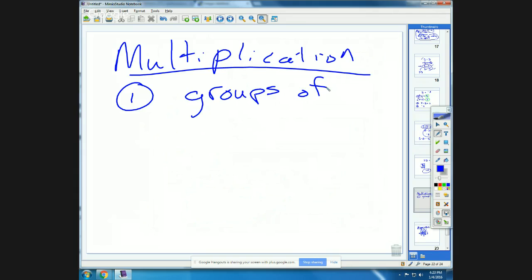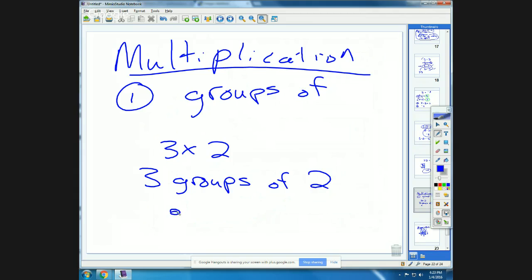So just a reminder, 3 times 2 means I have 3 groups of 2. Answer's got to be 6. There's 3 groups of 2. 1, 2, 3 groups of 2. Now I happen to draw them in an array, try to ignore that, I can't help myself.